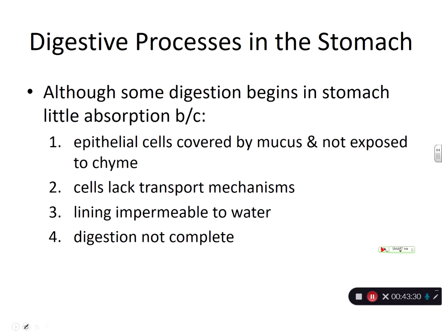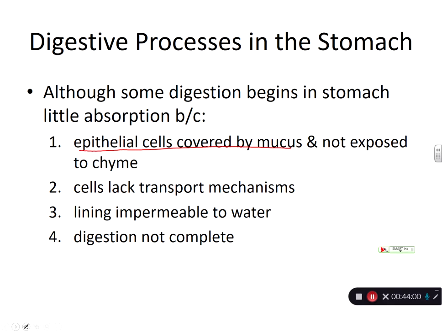So again, although you do break down your food in the stomach, there is some digestion happening. Remember, the term digestion means break down. So there is some breakdown happening in the stomach. You're not absorbing anything in the stomach for a lot of reasons. One reason you don't absorb nutrients in the stomach is because the lining of the stomach is coated in mucus. So it is not conducive to absorption of nutrients.